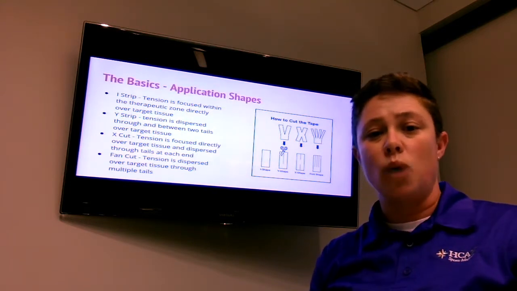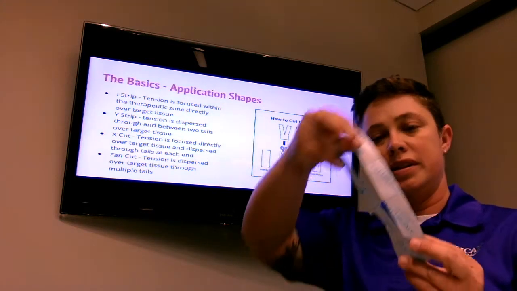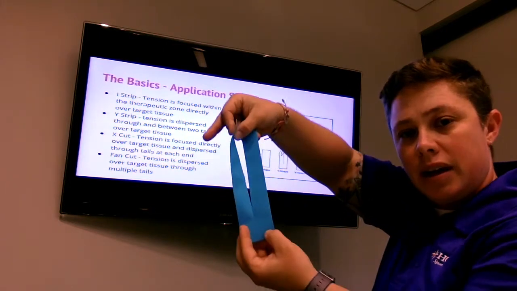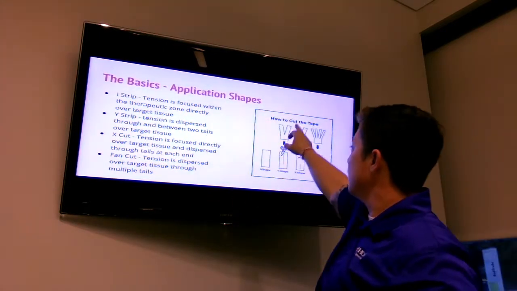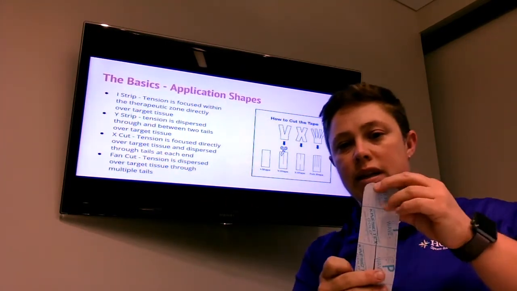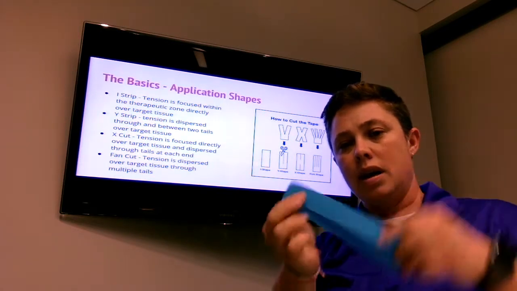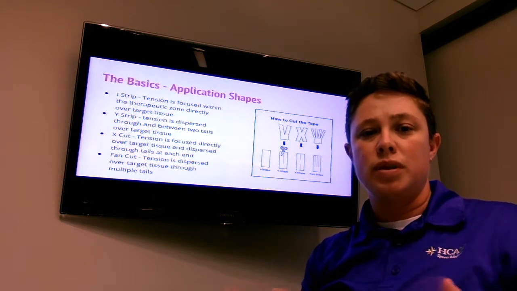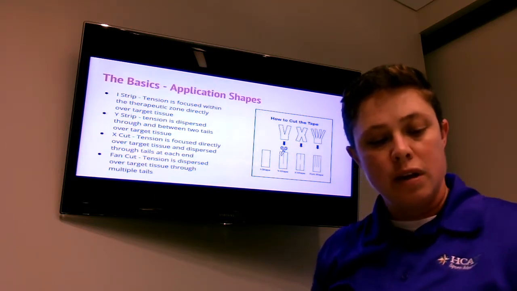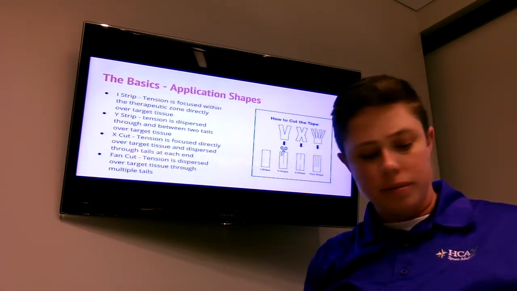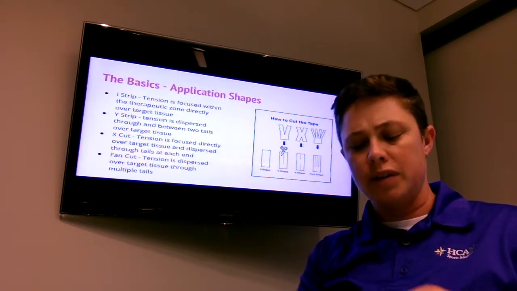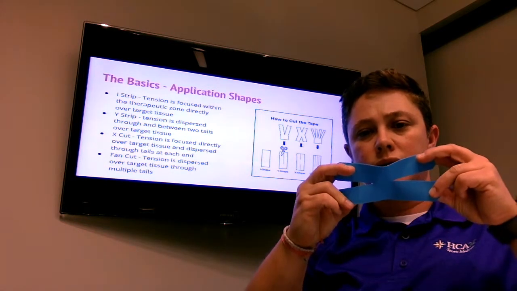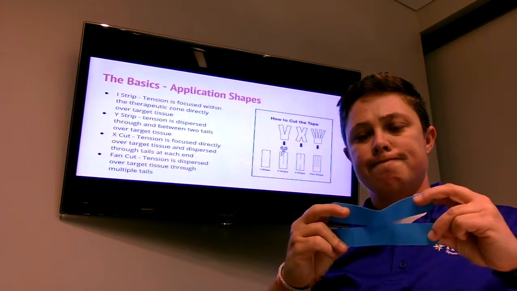The second is the Y strip. The Y strip is exactly what it sounds like. It is shaped like a Y. So here we can see that Y strip. We cut down to almost the tail end of it. And again, I round my corners. With the Y strip, the tension is dispersed through and between the 2 tails over the target tissue. The next is an X strip. So you cut the center down to almost the middle.